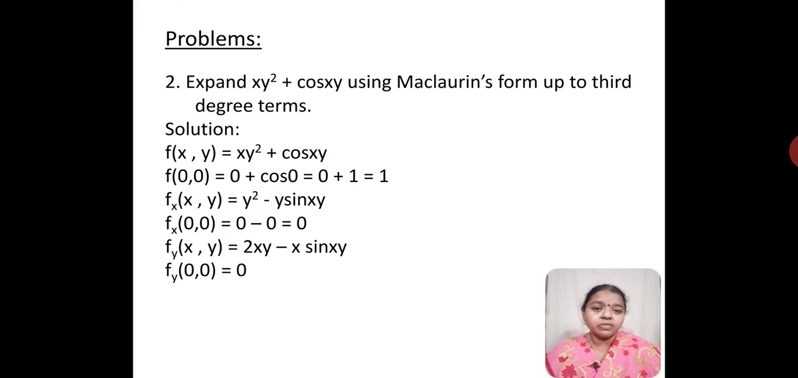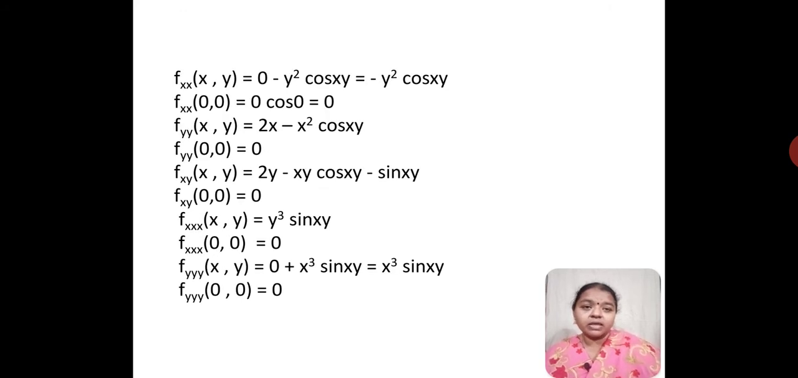Next we have to find fy of x comma y, that is partial differentiation of f with respect to y. So here x is a constant, so differential of y square is 2y. So that is the reason you get 2xy minus x into sine xy, as differential of cos xy is minus sine xy into x, which is a constant, so we write it. Again when I put x is equal to 0, y is equal to 0, we get fy of 0 comma 0 is 0.